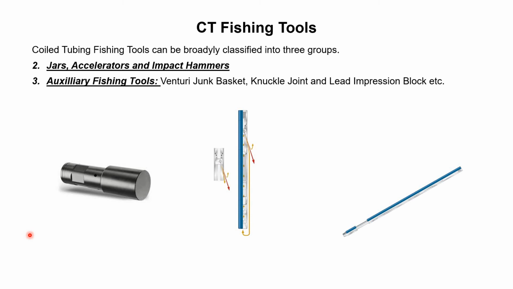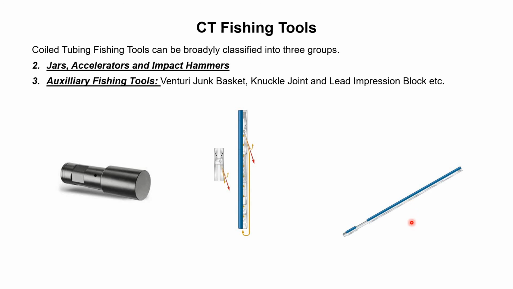The first type of fishing tool we have already discussed, retrieval tools. The second type is jars, accelerators and impact hammers. These tools have too much detail, so we'll discuss them separately one by one. The third type is auxiliary fishing tools. The auxiliary fishing tools include Venturi junk basket, knuckle joint and lead impression block, etc. In this diagram, this is the lead impression block, this is the Venturi junk basket, and this one is the hydraulic jar. We will discuss all these auxiliary fishing tools and jars, accelerators, impact hammers in our upcoming tutorials.